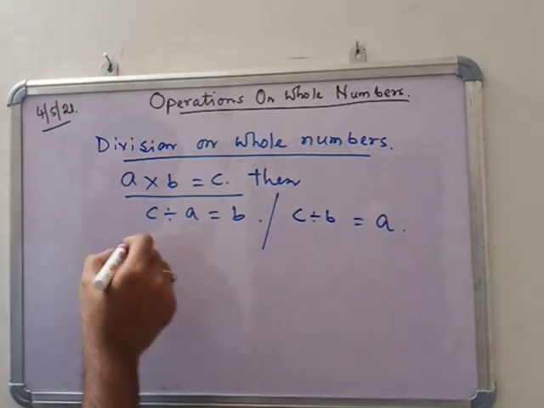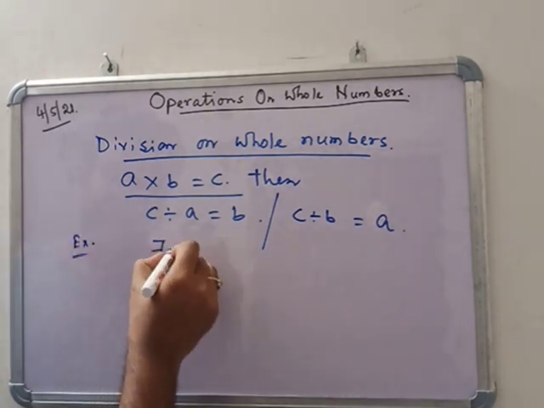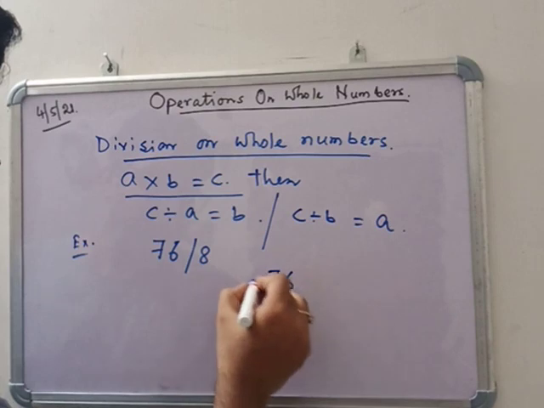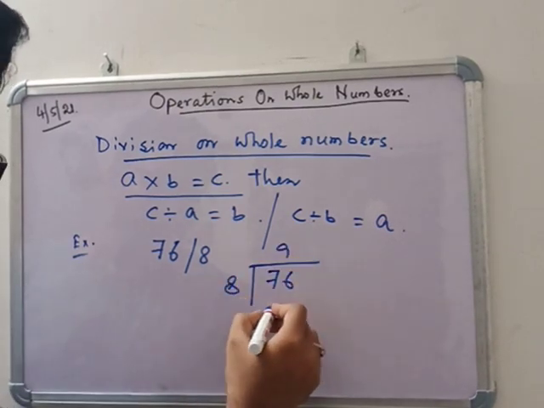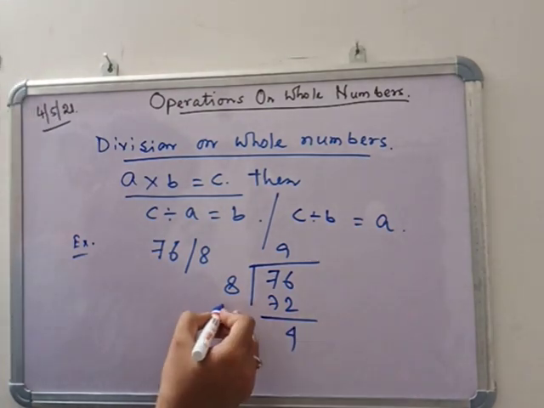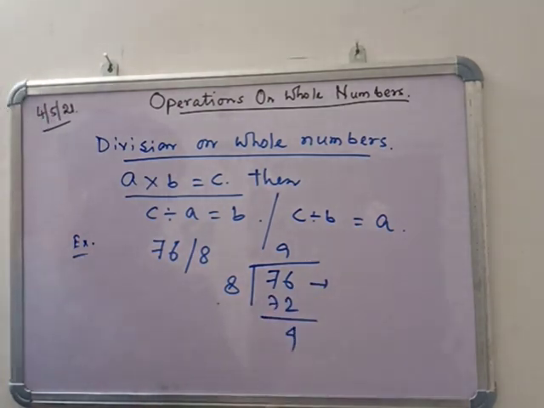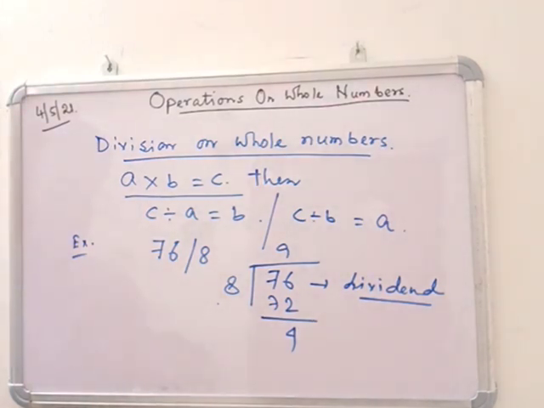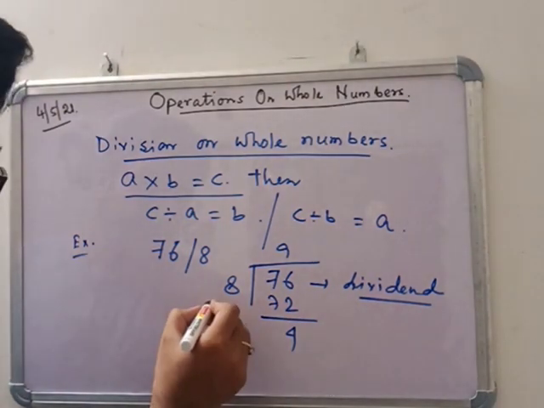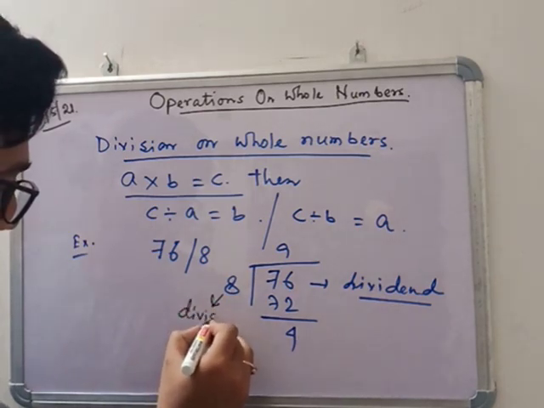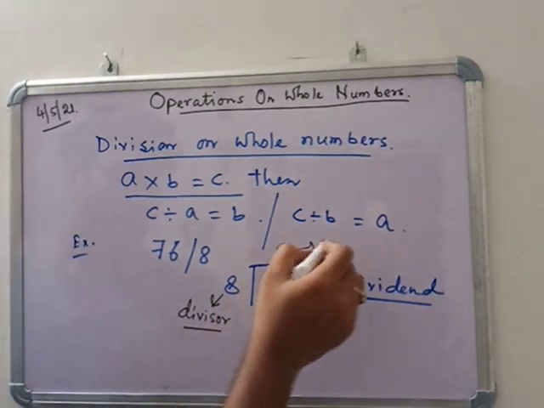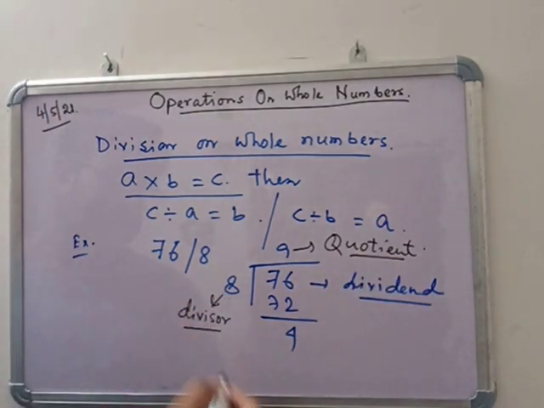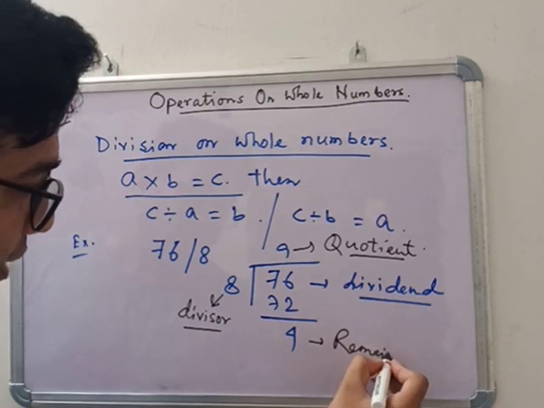Now see, for example, if we divide 76 by 8, then 8 nines are 72, and the remainder is 4. So here 76 is the dividend, and 8 is the divisor. 9 is the quotient, and 4 is the remainder.